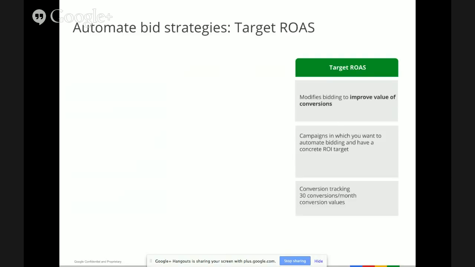And lastly, we now have our newest bid strategy, Target Return on Ad Spend, or ROAS for short. This differs in that we're not just predicting the likelihood of a conversion, but also predicting the value of that conversion, how much revenue that conversion will bring to your business. You're no longer setting a target CPA bid, but rather, in Target ROAS, you'll tell us how much revenue you want for every dollar you spend on AdWords. It's important to note that in order for us to do this, you need to pass us conversion values.